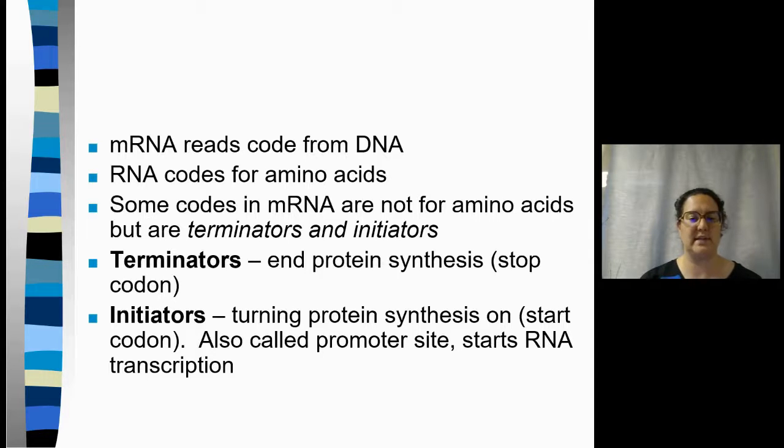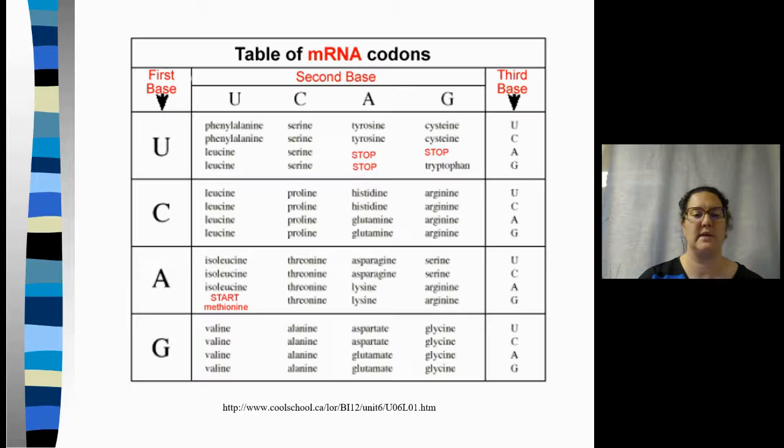Initiators turn on protein synthesis, also known as a promoter site, and this starts RNA transcription. So if there was any DNA that was transcribed into RNA before the start codon, no amino acids are going to be attached until the start codon appears in the mRNA sequence.